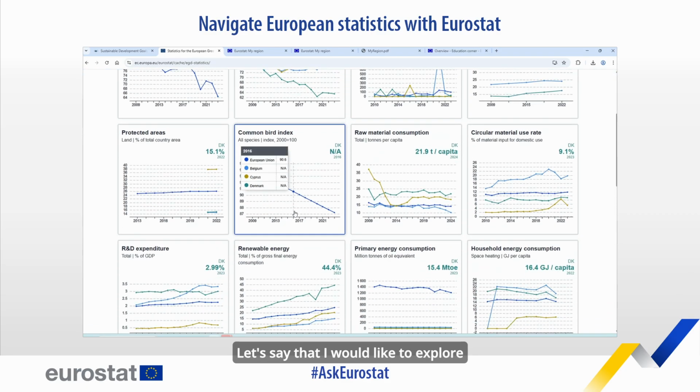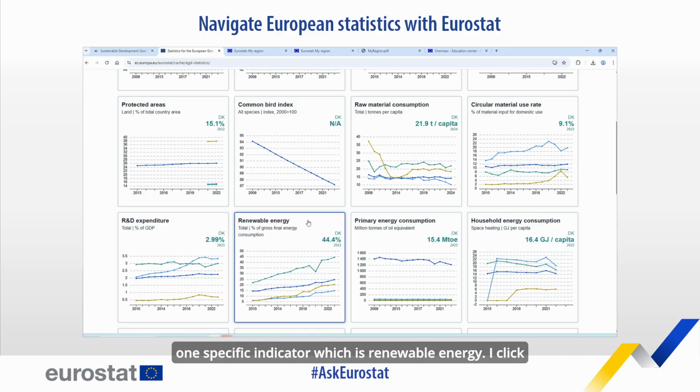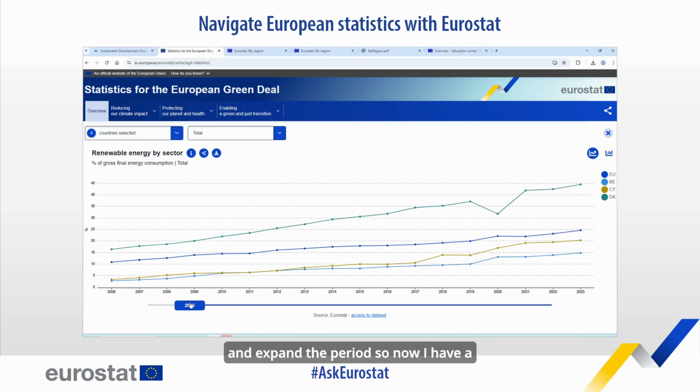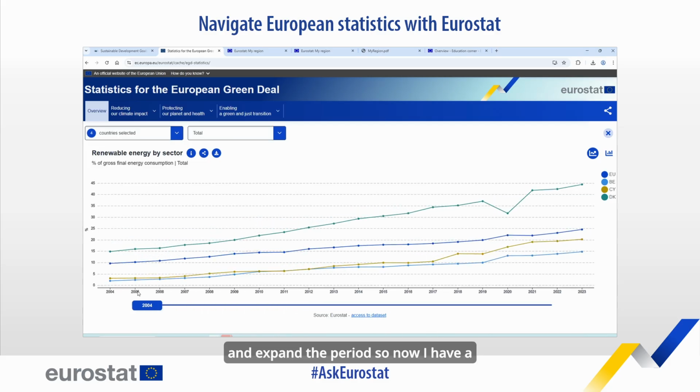Let's say that I would like to explore one specific indicator, which is renewable energy. I click there and I will see the expanded line chart with the trend of this particular indicator. I can customize the time by using the time slider and expand the period. So now I have a more complete insight of the trend.